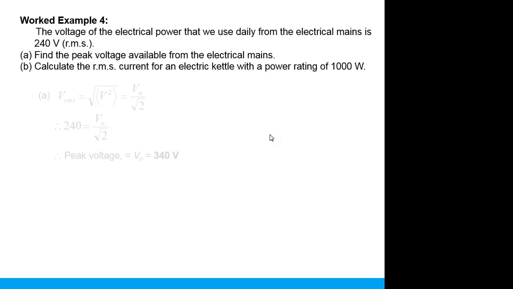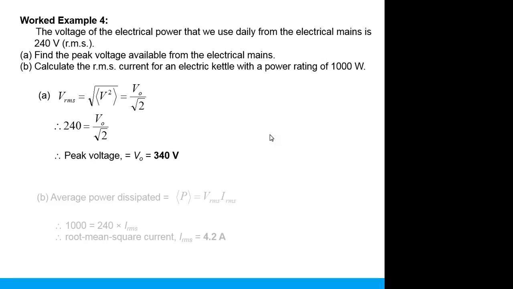Okay. So what happens? They asked me to find the maximum peak voltage, so it's actually 340 volts. That means if someone were to get electrocuted, what is running through is not 240 volts. At times, it can go as high as 340 volts. That's a terrible thought. Next, they ask you to find the root mean square current for a kettle with a power rating of 1000. No problem.